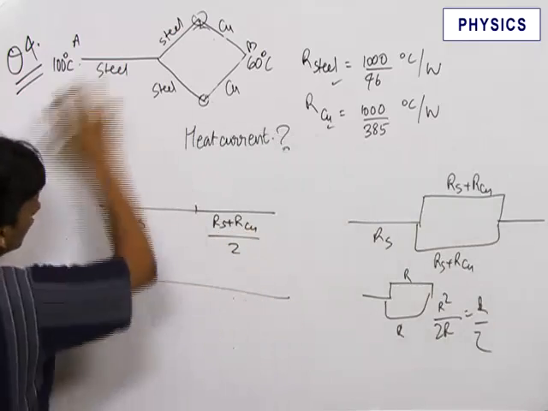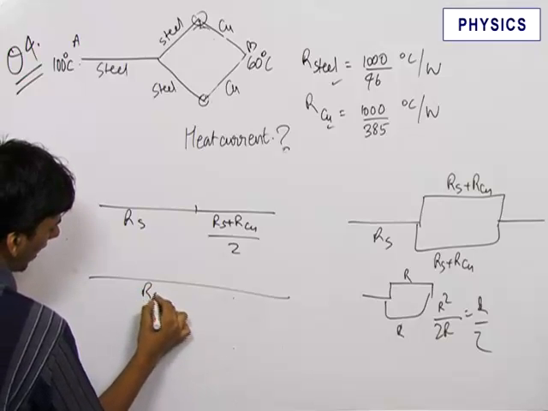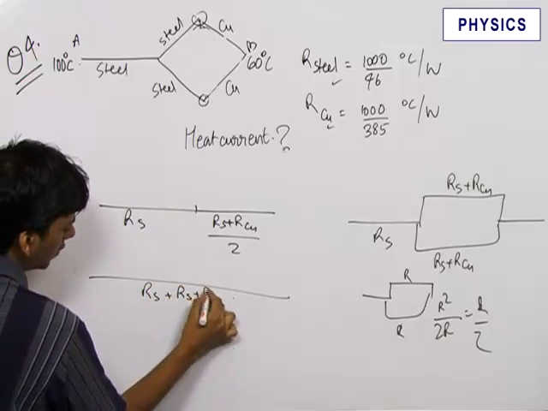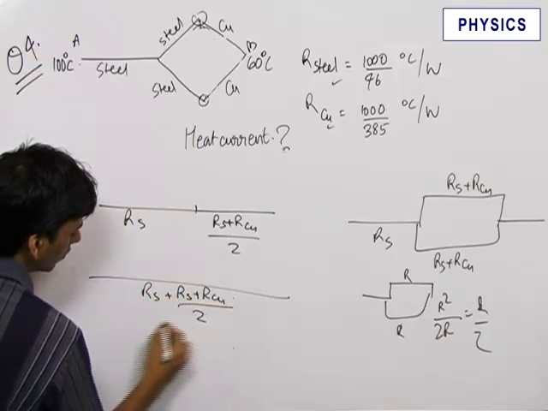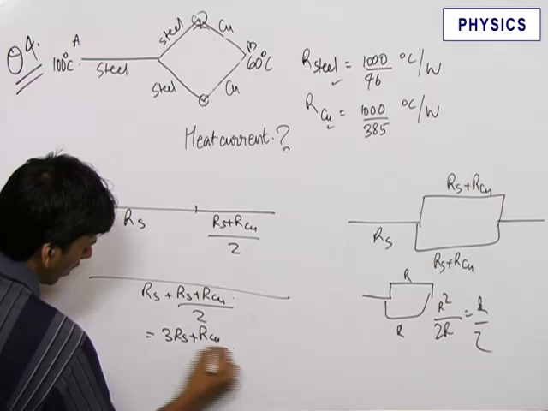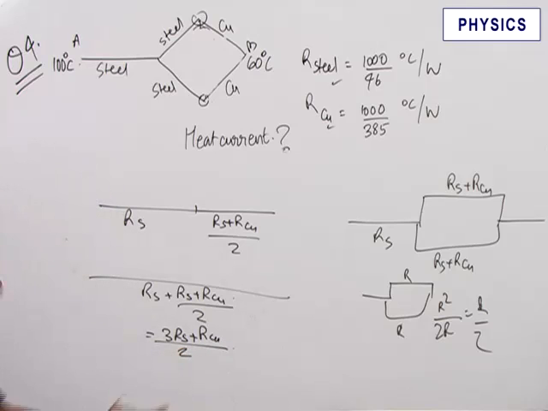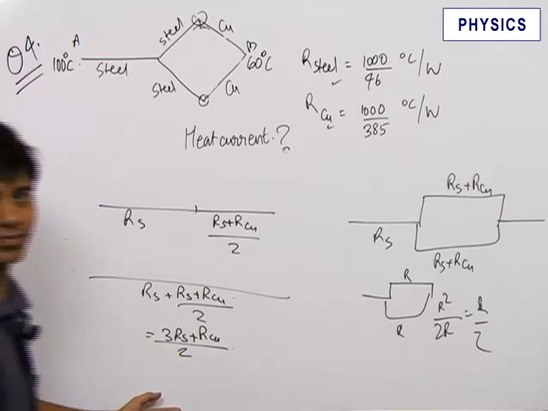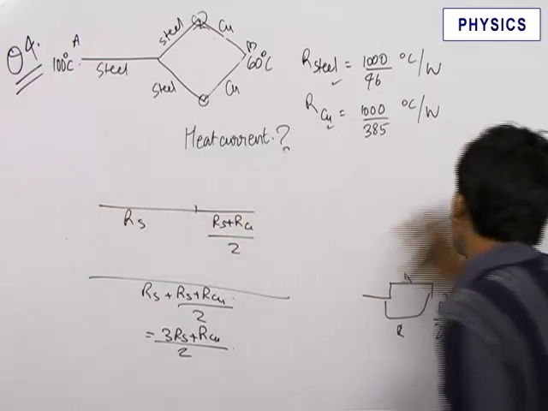Therefore the total resistance of this system can be taken to be RS plus (RS plus RCU) upon 2, that is equal to (3RS plus RCU) upon 2. So we now know the equivalent resistance of the system. So the question becomes very easy now.